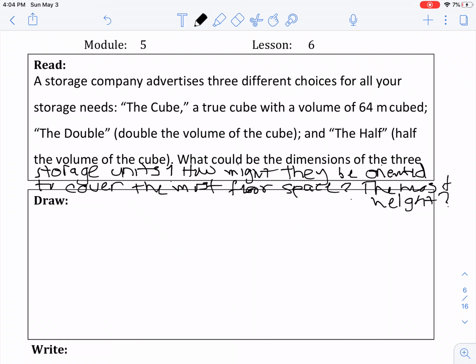Okay, so a storage company has 3 different choices. They have a cube, they have the double, which is double the volume of the cube, and then they have the half, which is half the volume of the cube. So what can we draw? Let's draw the cube first. The cube has a volume of 64 meters cubed.